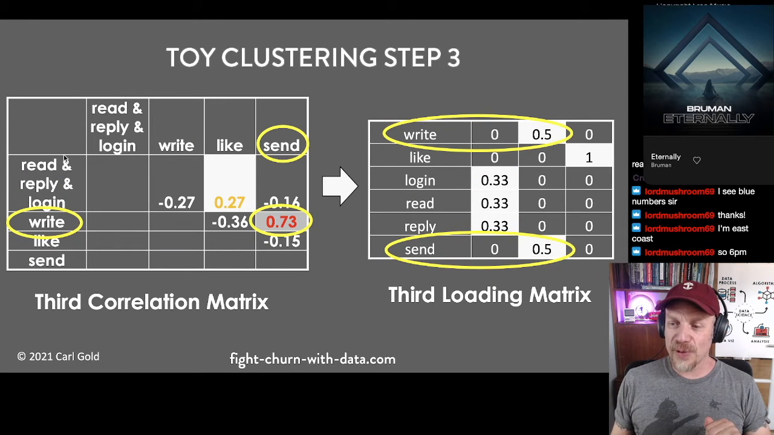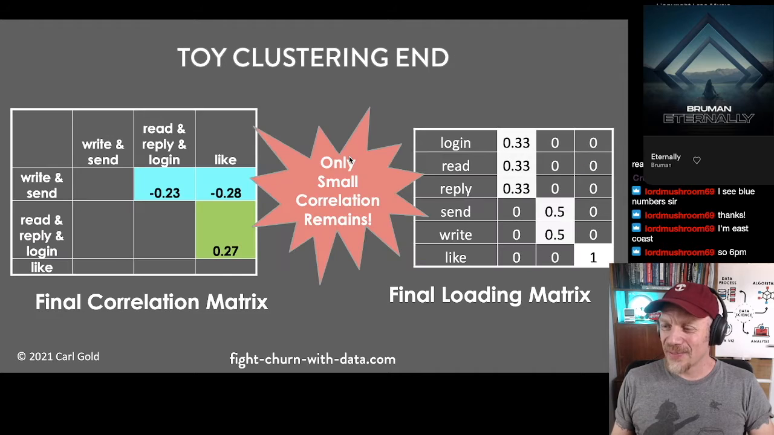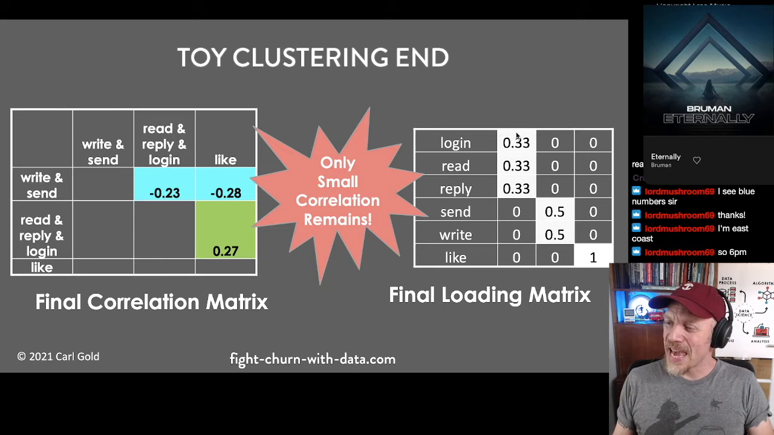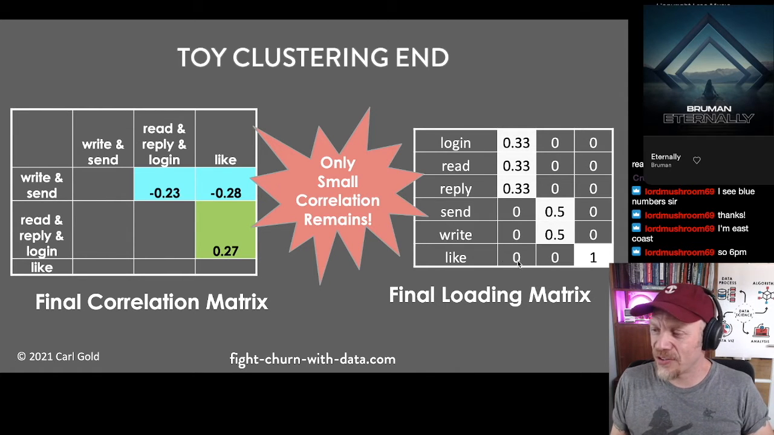Now we've got the first three metrics grouped. We find the next highest correlation, which would be between send and write, and we enter that into the loading matrix. Tongue twister here. And then we have this as our new correlation matrix, and the toy clustering algorithm would end because all of these remaining correlations are low. So you group together the high correlations, and then you just keep going, like many algorithms, until you hit a termination condition. And then in the toy problem, this is the loading matrix we would end up with.